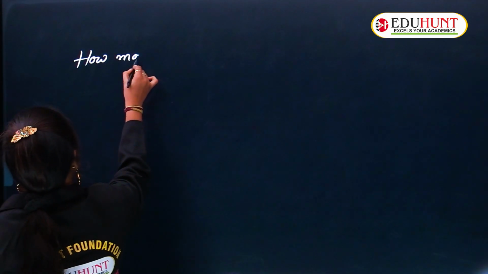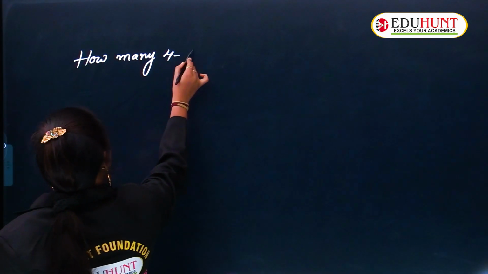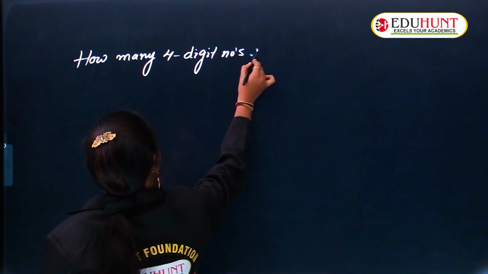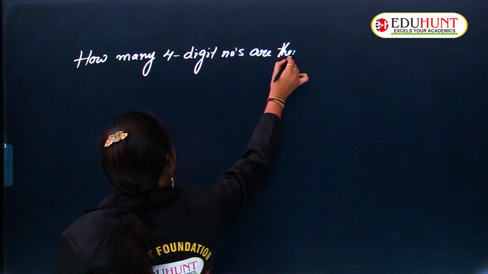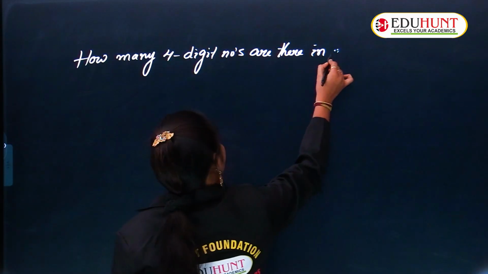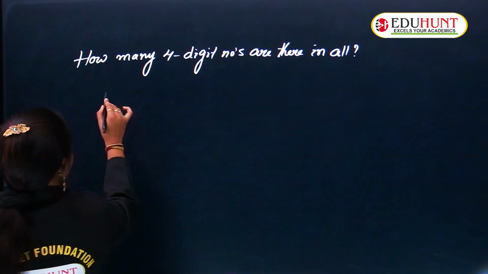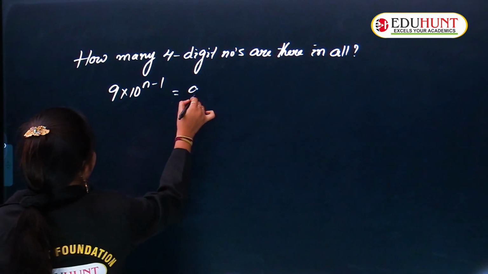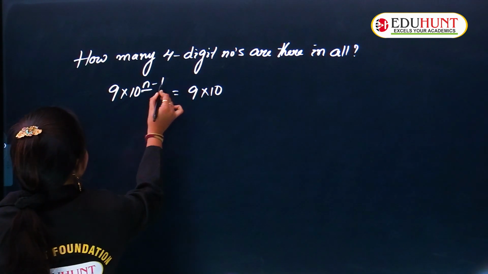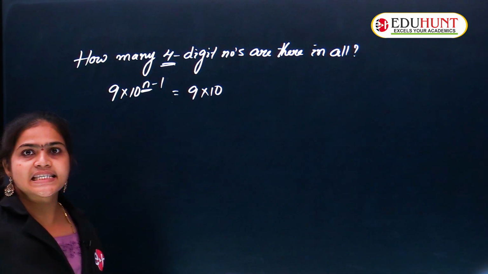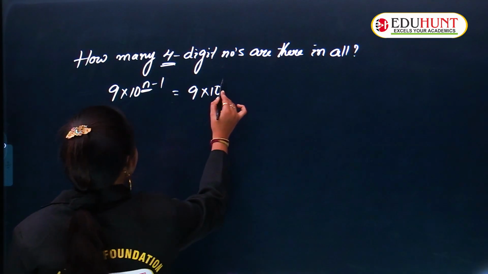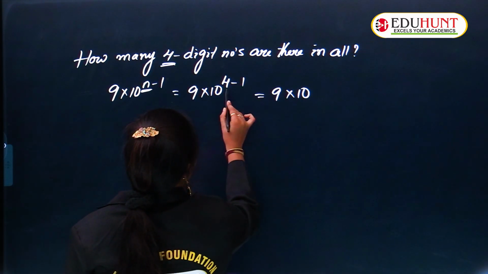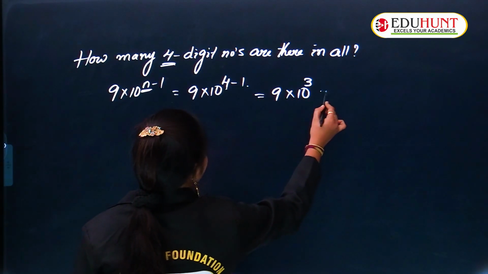How many 4-digit numbers are there in all? Then what is the formula here? 9 into 10 to the power of n minus 1. Here n is equal to how much? n is equal to 4. So 9 into 10 to the power of 4 minus 1, which is equal to 3.